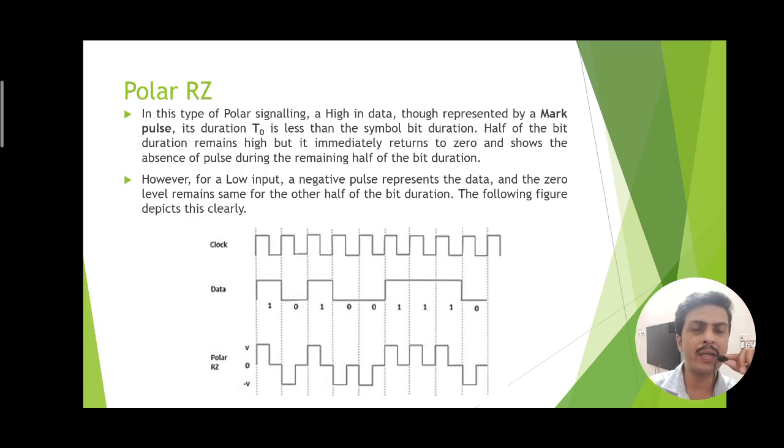Now the polar return to zero signaling is also known as alternate mark inversion, that is AMI coding, in which successive ones are represented by a half bit duration positive pulse and the next half has no pulse. But for zero, it is a negative half bit duration pulse, and the remaining part has no pulse. So for polar return to zero, logic 1 and logic 0 are represented by half bit duration pulses, positive for logic 1 and negative for logic 0.